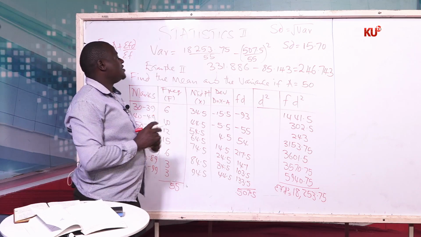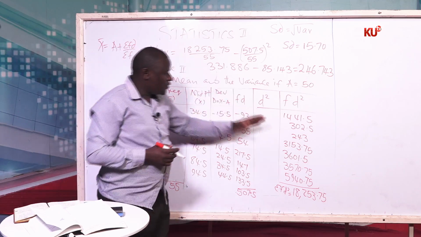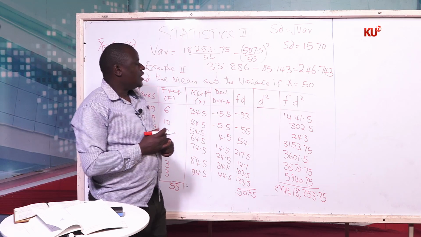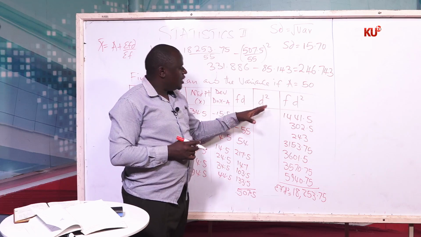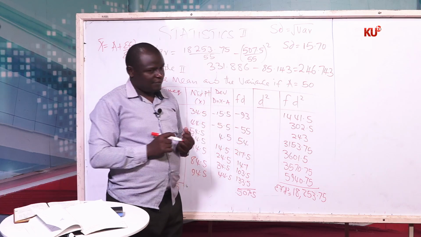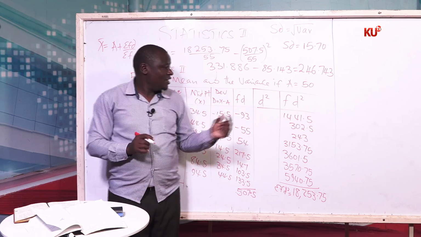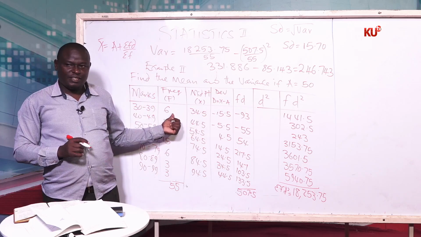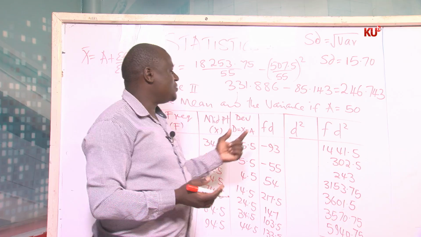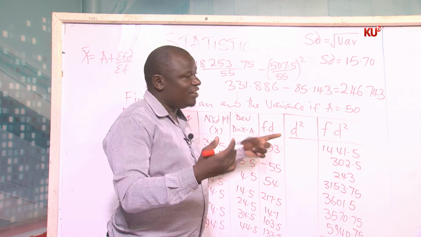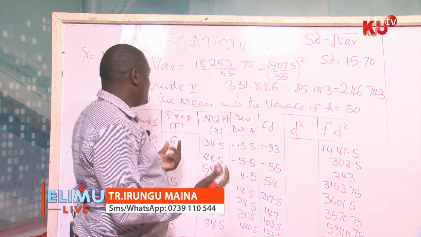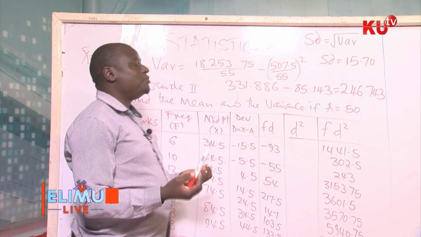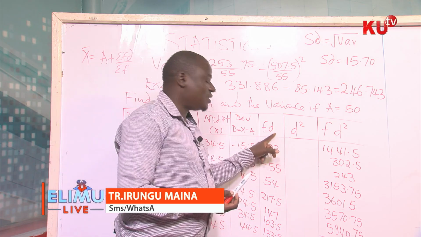Then our variance is given by the summation of FD squared. I must emphasize on this: it is the D that you square first. Once you square your D, then you multiply it by the frequency. Some students make a mistake of squaring FD. If you square FD, you are simply squaring frequency and deviation. That's a big mistake. It is the deviation that has to be squared.